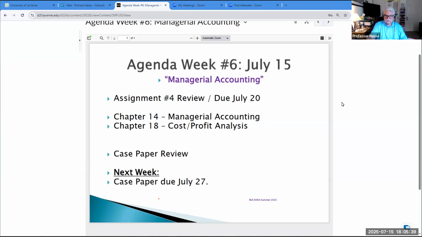So those are the 2 works that we have immediately to do. Chapter 12 is assignment 4, chapter 13 is the case paper study. And then tonight we're going to be talking about some key concepts of managerial accounting, chapter 14, and begin the discussion of chapter 18, cost profit analysis. Many of you might have heard of this before in the form of break-even analysis, a key component of any strategic planning for many businesses.